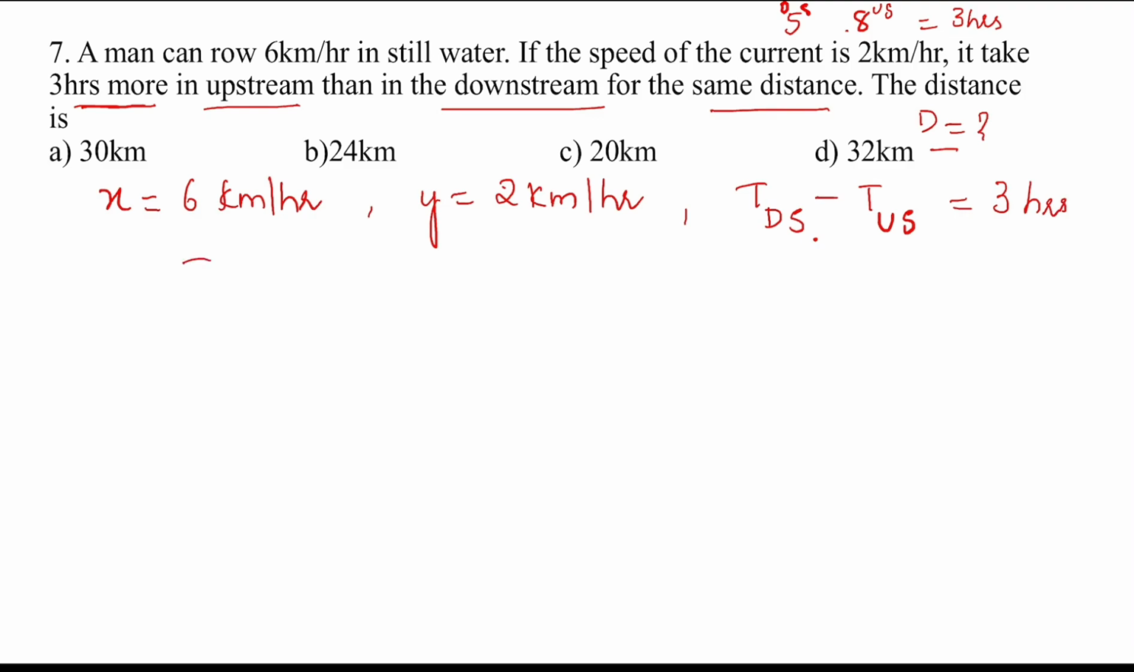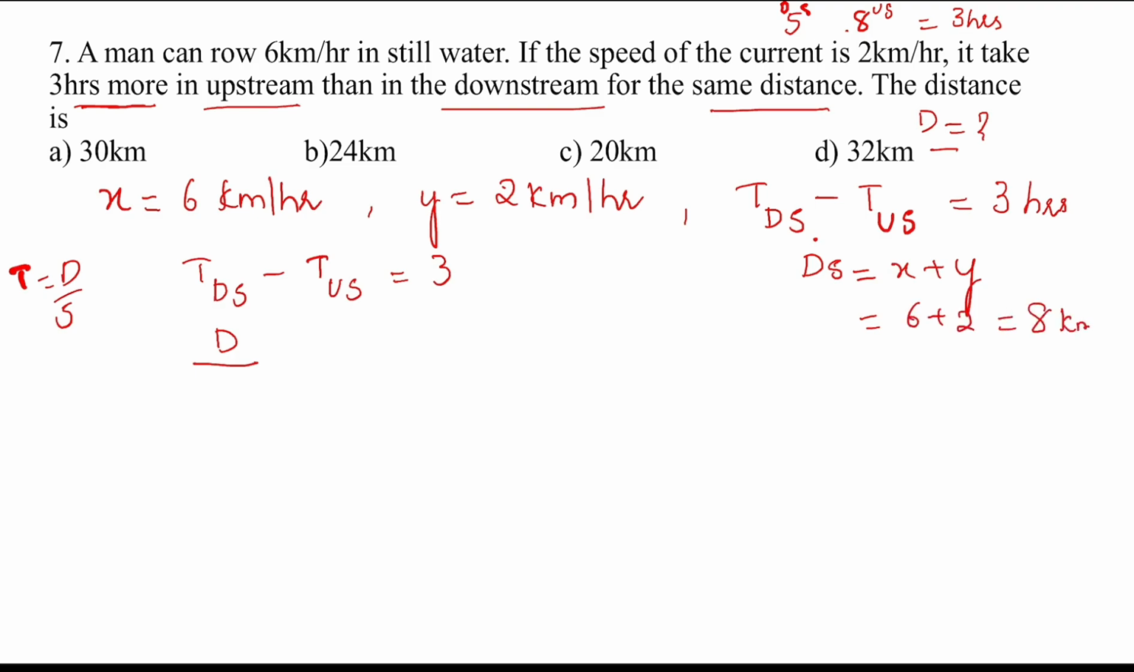So from the data we know that the difference between the time taken to go downstream and the time taken to go upstream is 3 hours. Time is nothing but distance upon speed. Distance we don't know, so let it be d, distance divided by speed. Downstream speed is x plus y, so 6 plus 2, which is equal to 8 km per hour.